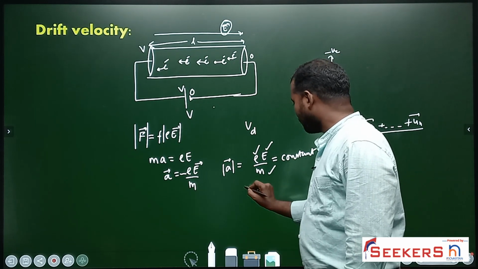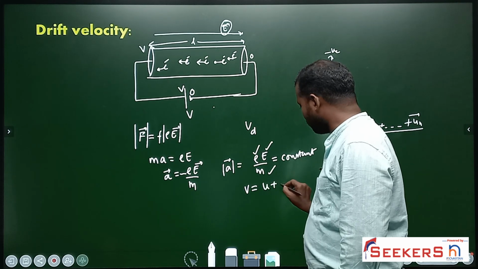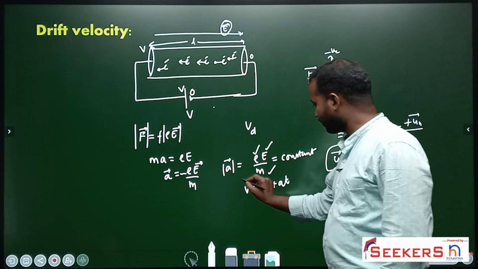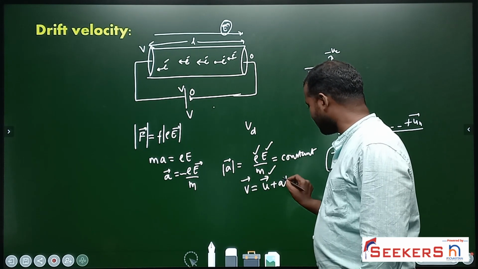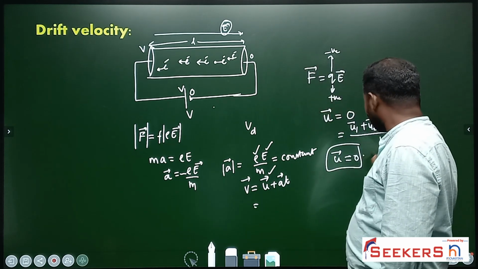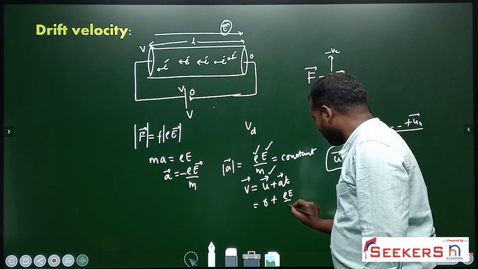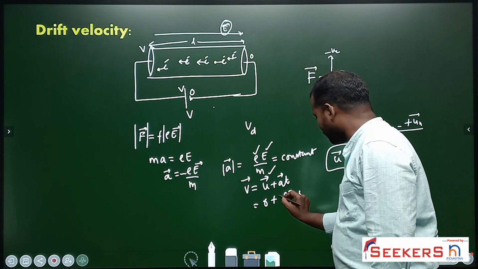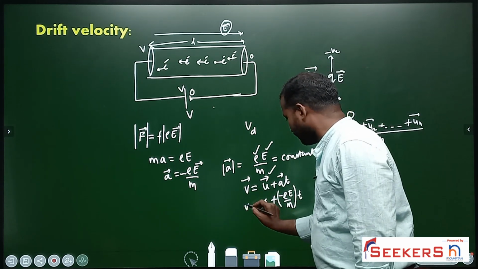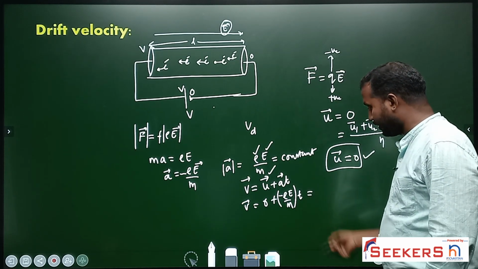Let me apply the first equation of motion: v is equal to u plus at. Now what is v? Final velocity. Initial velocity is u, and acceleration is a. Now you know that initial velocity is 0 and acceleration is eE by m, into t. Of course, if I talk about its direction together, then the final or average velocity will become eEt by m.